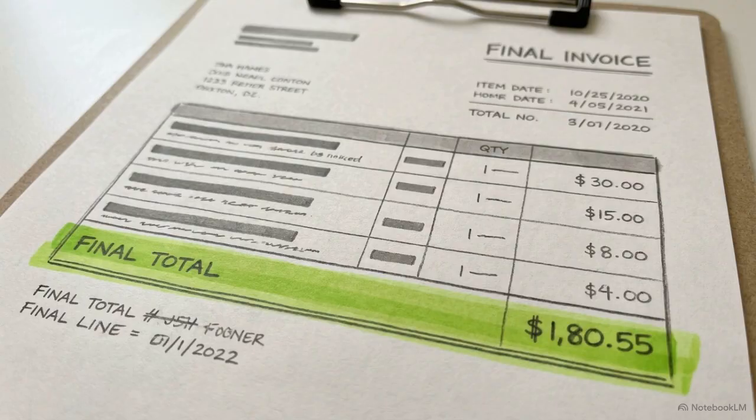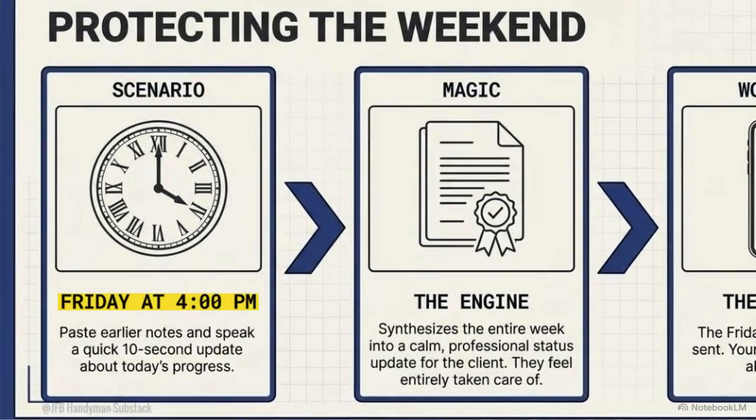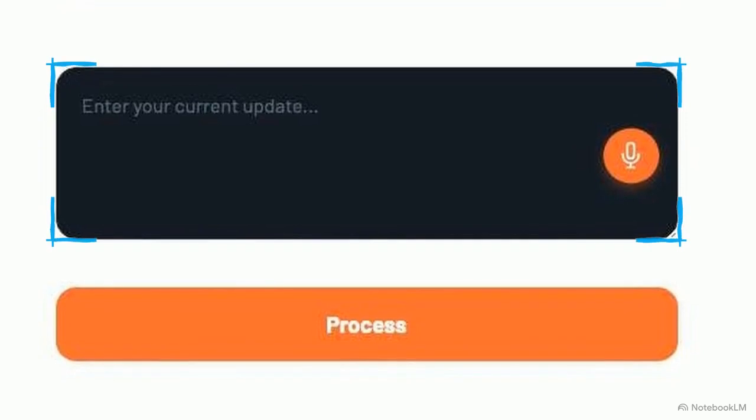Module 4 is the Friday update. The goal here is to stop clients from texting you all weekend by providing a summary of the project status at 4 p.m. on Friday. You provide 2 quick inputs: a summary of what was accomplished this week, and a clear outline of what the client should expect when the crew returns on Monday morning.